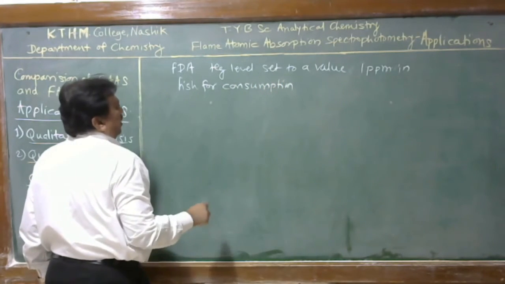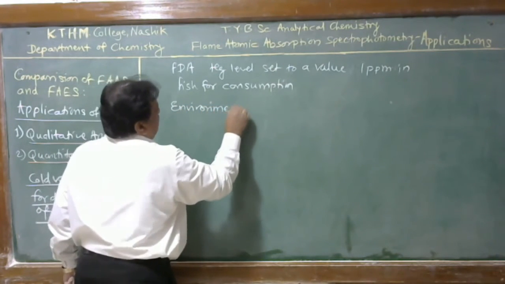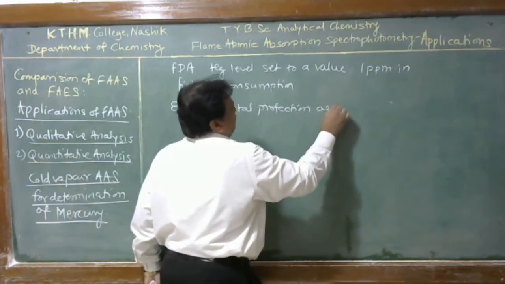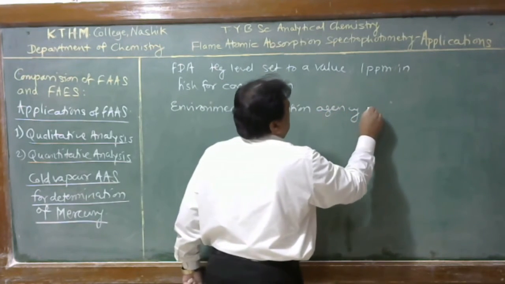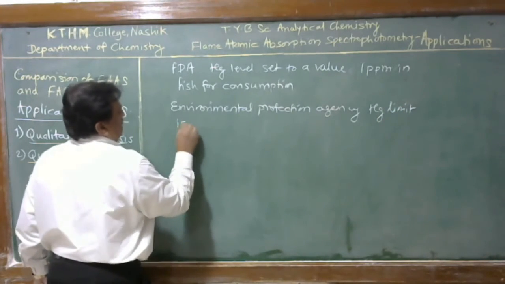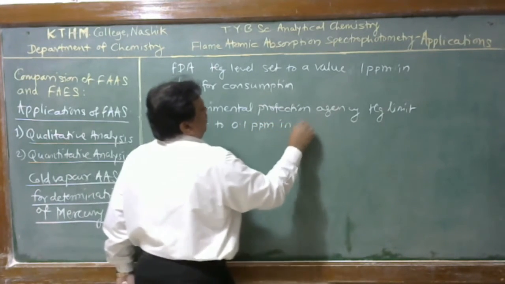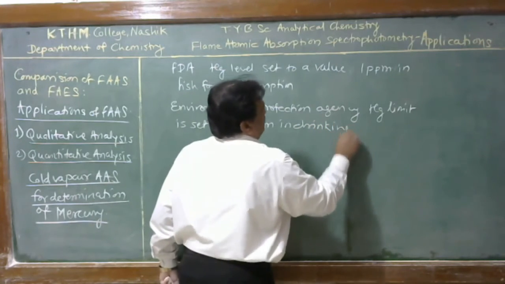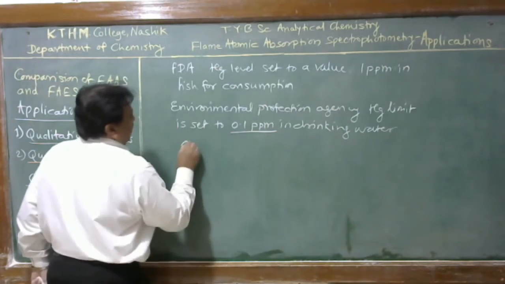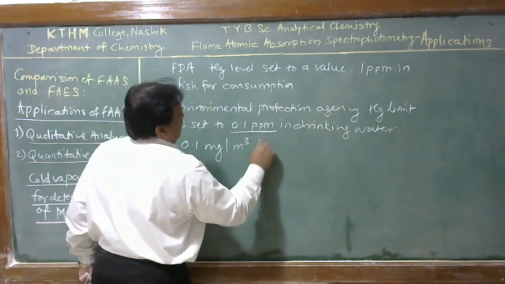According to the Environmental Protection Agency, the mercury limit is set to 0.1 ppm in drinking water and 0.1 milligram per meter cube in air sample.